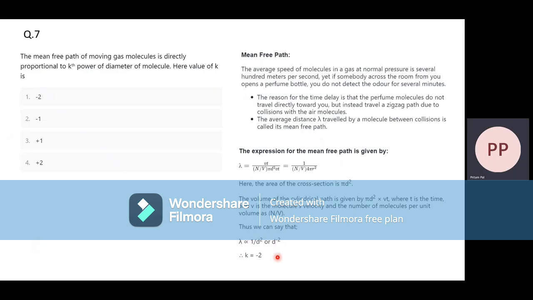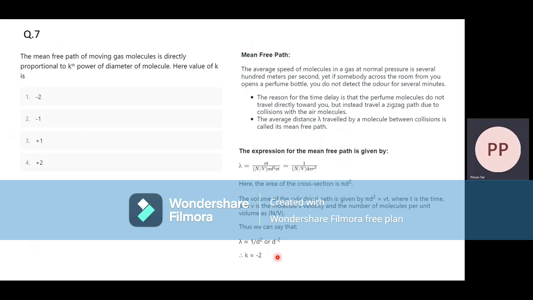It was asked: the mean free path of a moving gas particle is directly proportional to the kth power of the diameter of the molecule. So what is the value of k? Is it minus 2, minus 1, plus 1, or plus 2? The answer is minus 2.